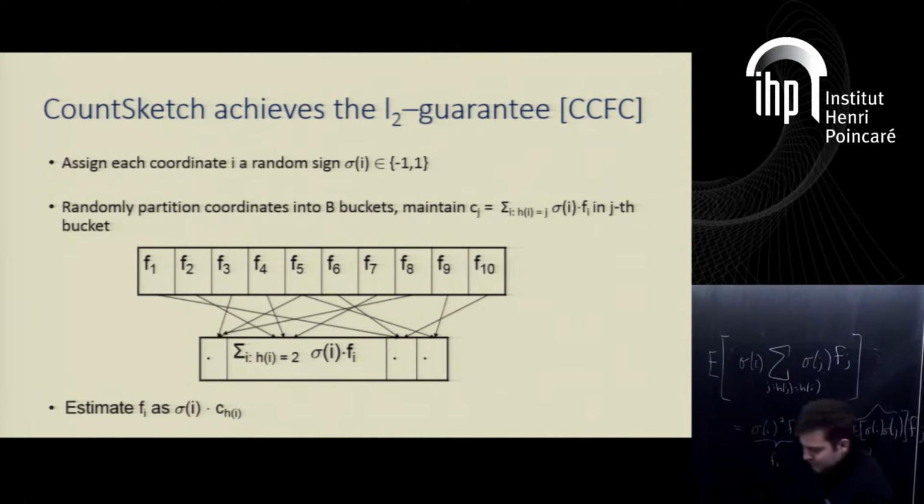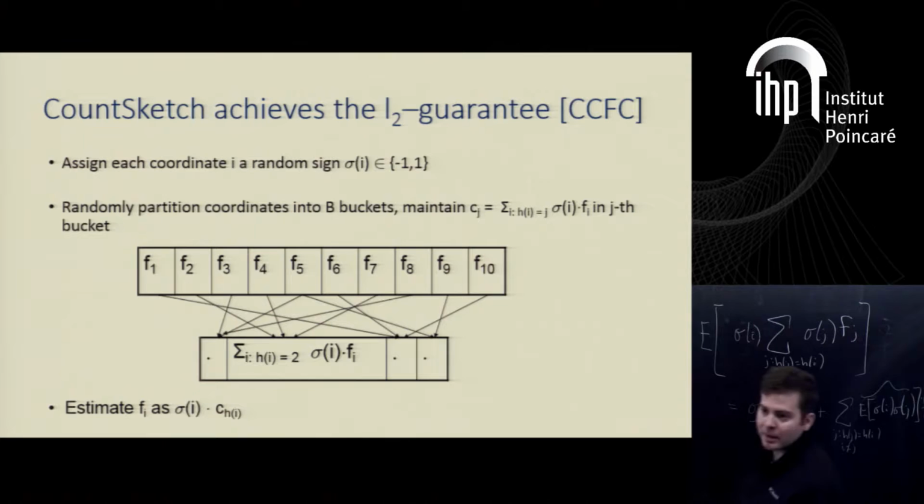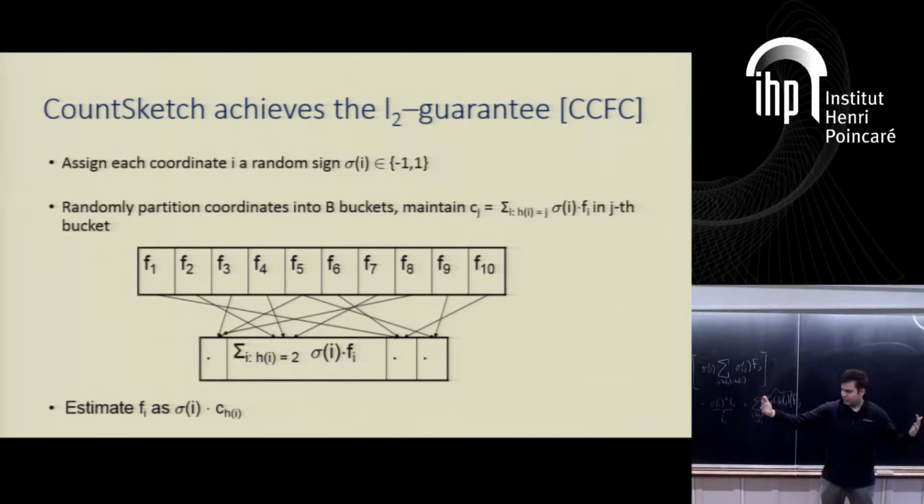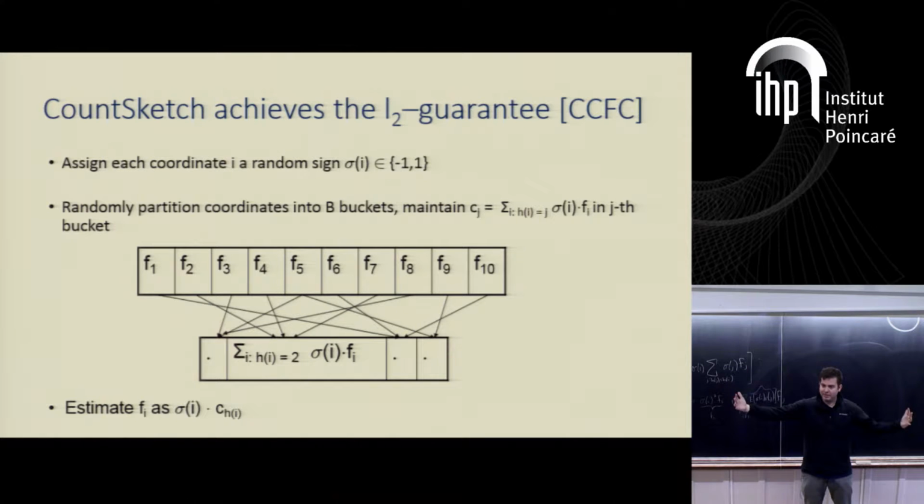Coordinates in this case are locations in the stream, right? No, I'm sorry. Maybe that was the confusion. The coordinates are the items. Think about a vector corresponding to all the items. The ith position is the ith item, and the value in the ith coordinate is the frequency of item i.